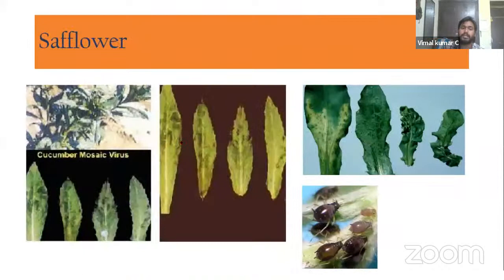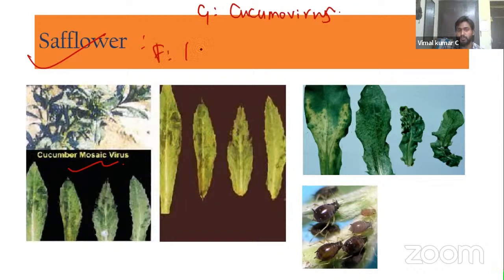Then coming to the next crop, that is safflower. In safflower, the major virus disease is cucumber mosaic virus. As you know, the genus is Cucumovirus, and the family you can take as Bromoviridae, and usually it is tripartite.